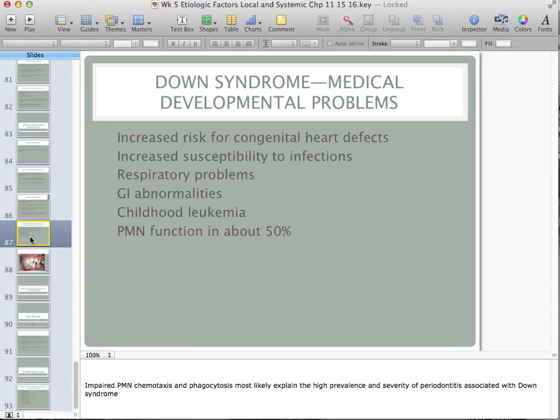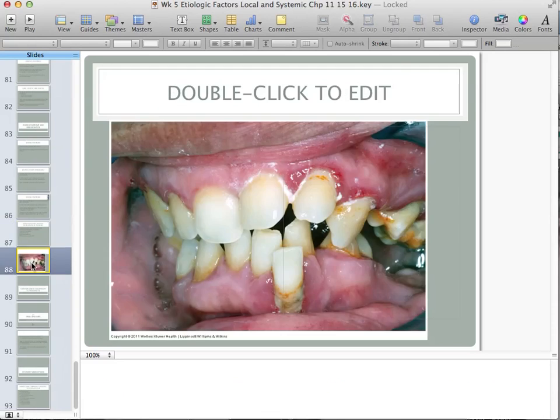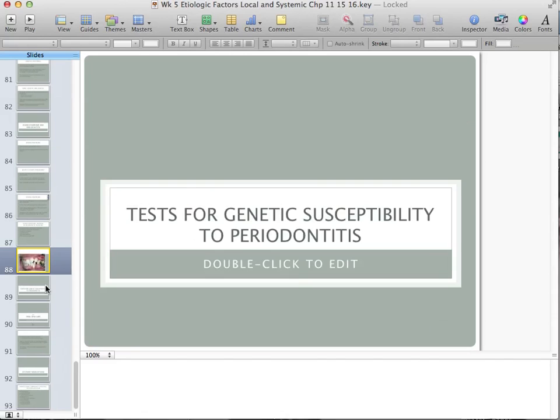So medical problems that develop in patients with Down syndrome: you can have increased risk for heart defects, infections, respiratory problems, GI. You can have childhood leukemia, PMN function also. So we talked about, again, impaired PMN function affects chemotaxis and phagocytosis, which means there's higher bacteria in the mouth. Here's a picture of it. We can see lots of multifactorial effects in a patient with Down syndrome. You can see the facial-everted teeth, malocclusion, lack of self-care at home, that kind of stuff.